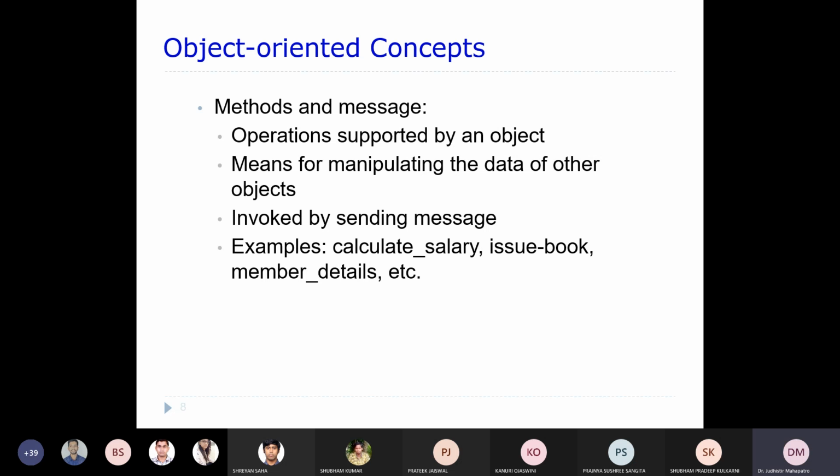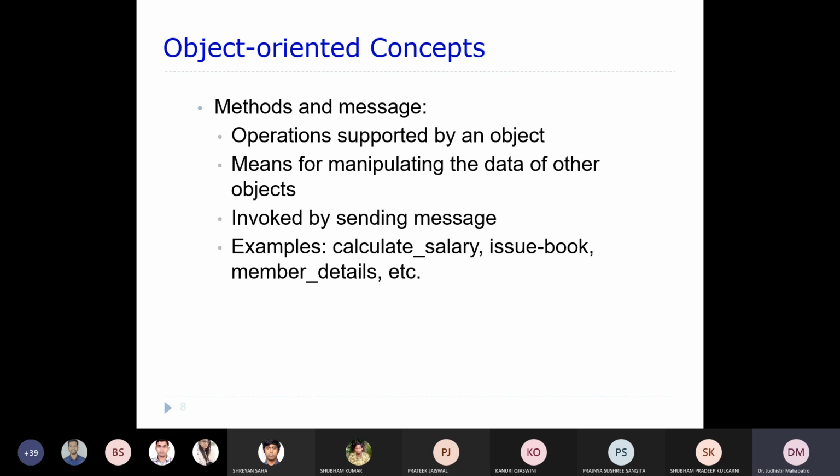Now, as I said, objects comprise data attributes and methods. Usually when you say method, these are the operations supported by an object. So these are the various actions by a particular object.